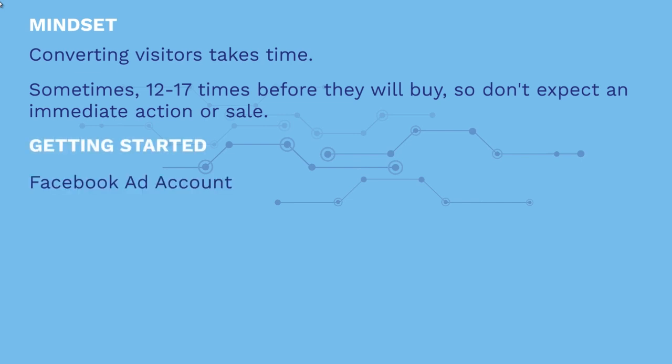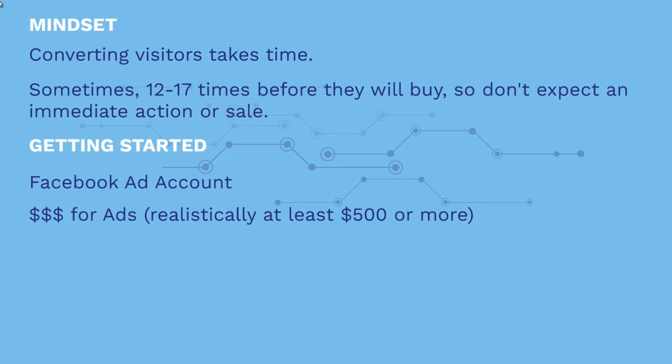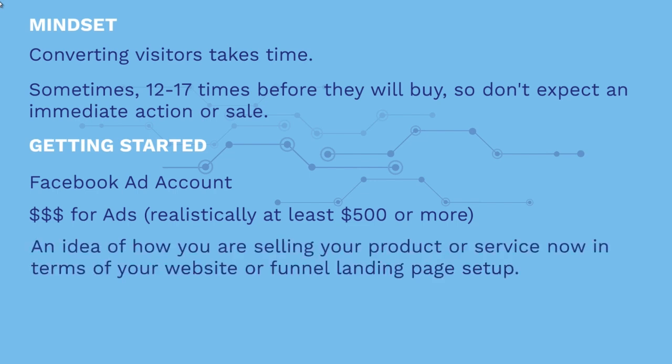Now, to get started, you're going to need these things. You're going to need to have a Facebook ad account, and in doing so, you'll also need to have a Facebook business account. You can go to business.facebook.com to get access to a Facebook business account. Having a business account is separate from the Facebook ad account. You'll obviously need money for ads, realistically at least $500 or more. This is not free by any means, but it's a great way to test things and find results right away.